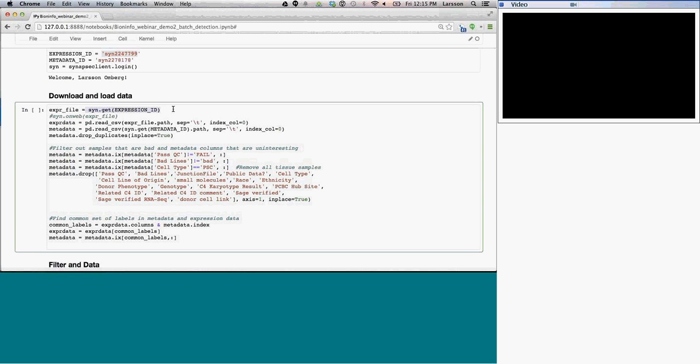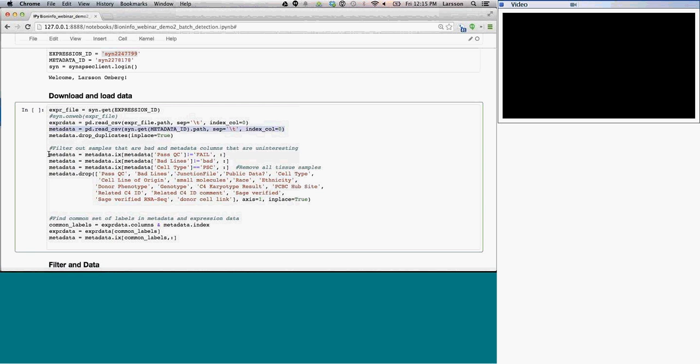What this does is it downloads it for me, and then the next step is reading it into memory. I'm using a pandas data frame for this, which is similar to an R data frame. I am also fetching the metadata and reading that in as well. It turns out the metadata has some rows that are duplicated, so I get rid of those.